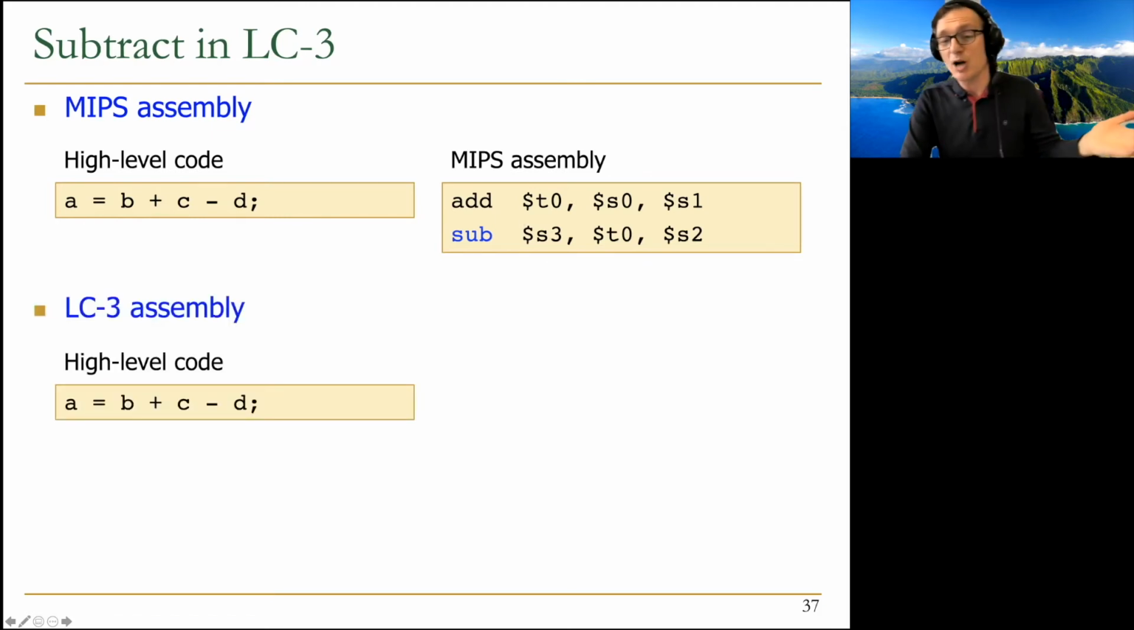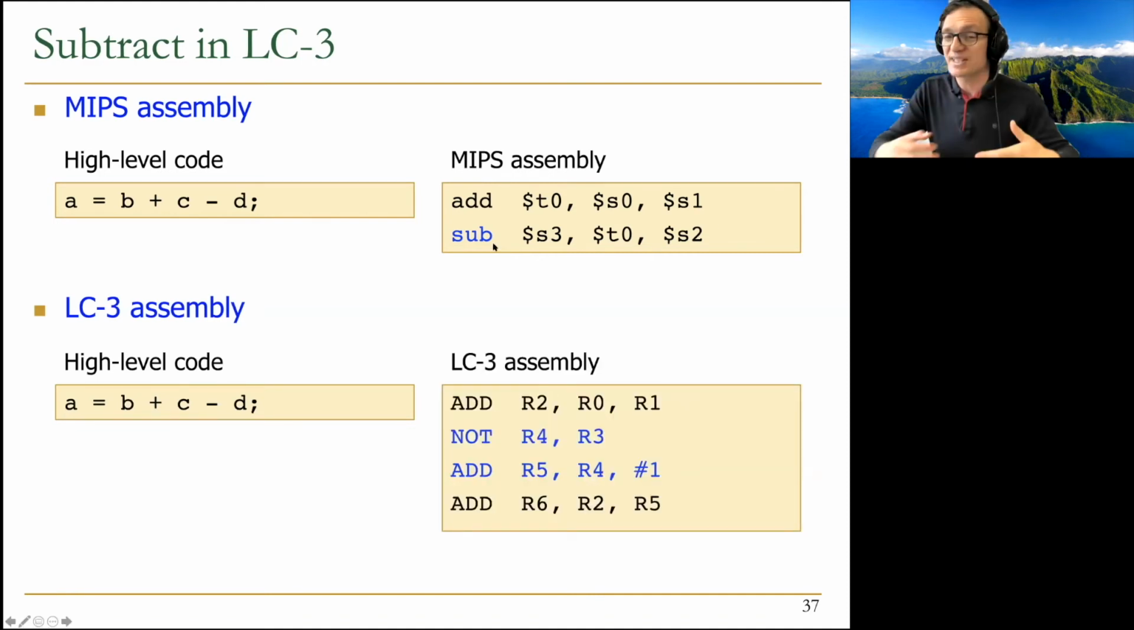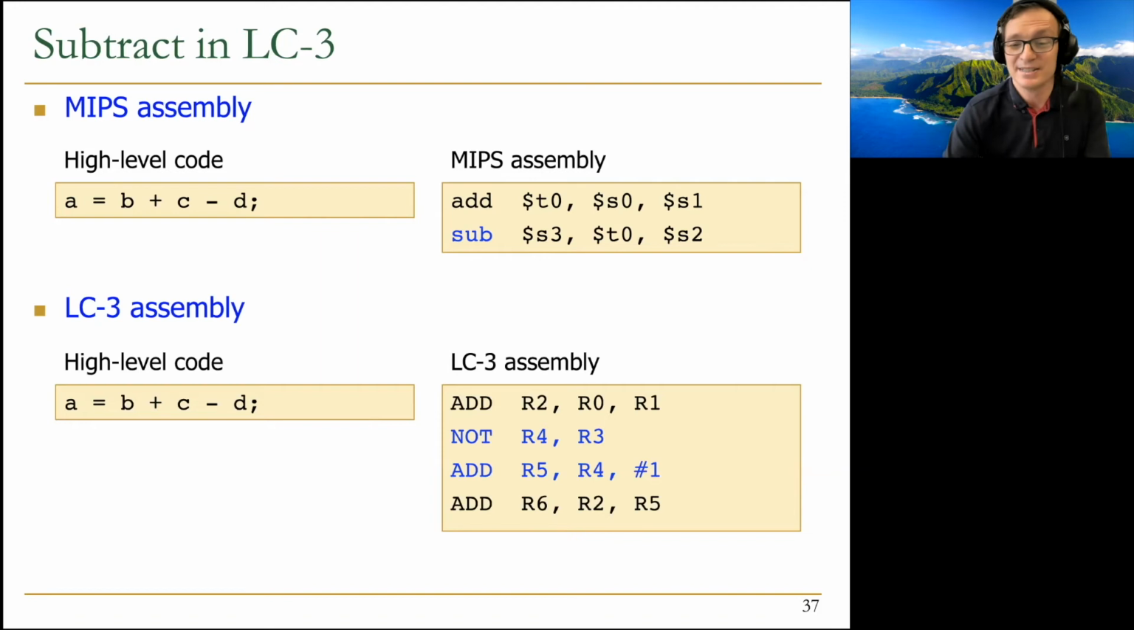LC3, same high-level code, but unfortunately you don't have a subtract instruction in LC3, but you know the property of inverting, basically. You know how to negate a value, right? So assume that D is stored in R3. Because of the 2's complement representation of signed values, you basically take the not of R3 stored in R4 and add 1 to it using add immediate, stored in R5. Now R5 stores minus D, basically negated D value. And then you add that to B plus C, which you computed over here using the add.